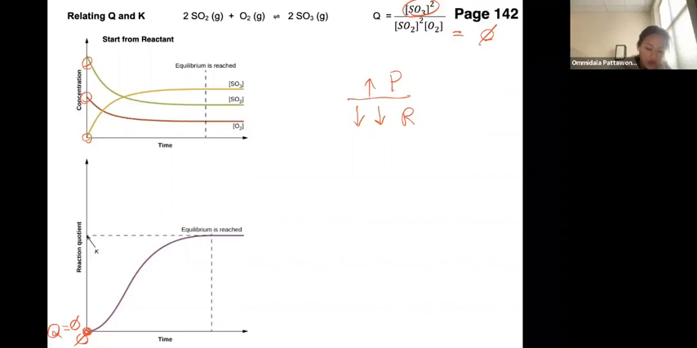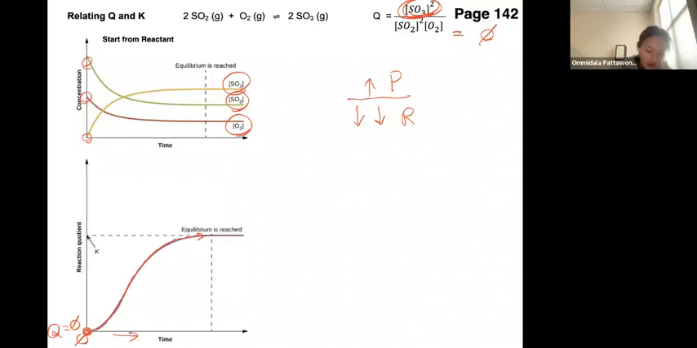So therefore, you are going to observe this value of Q increasing as time progresses, and it's going to increase up until a certain point. Eventually, all of these concentrations are going to remain constant. Therefore, the ratio between the product and the reactant is going to remain constant, so you are going to observe that the Q value remains constant.